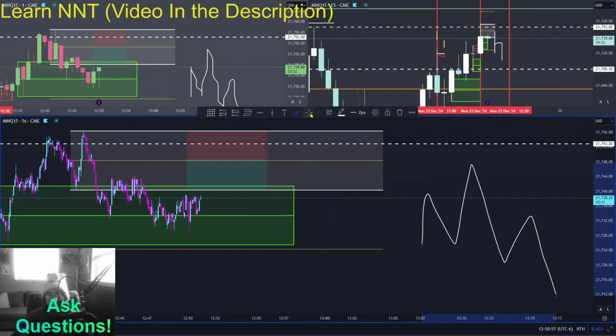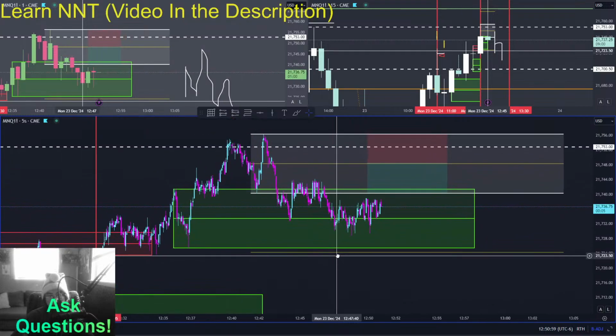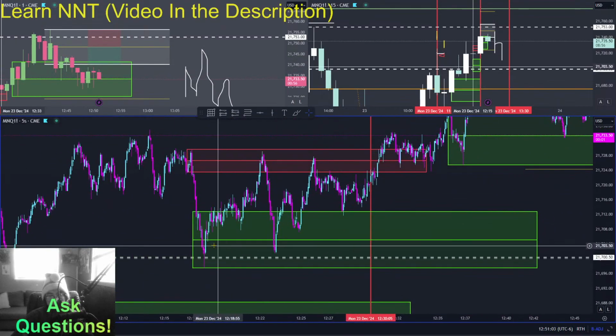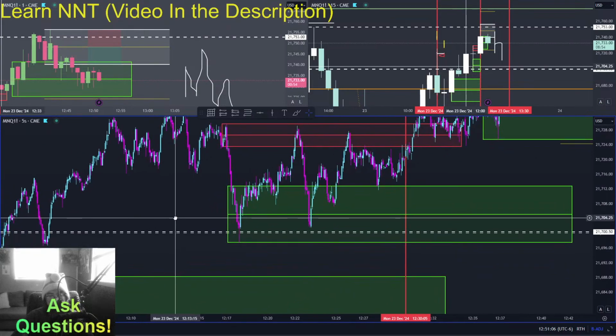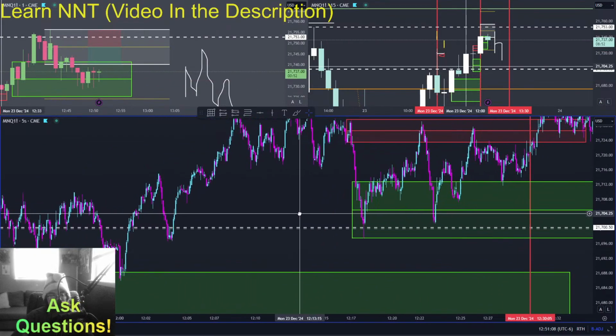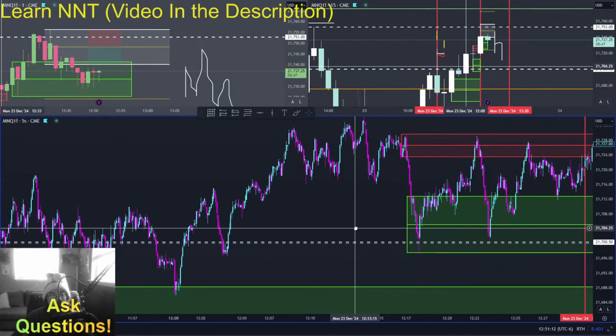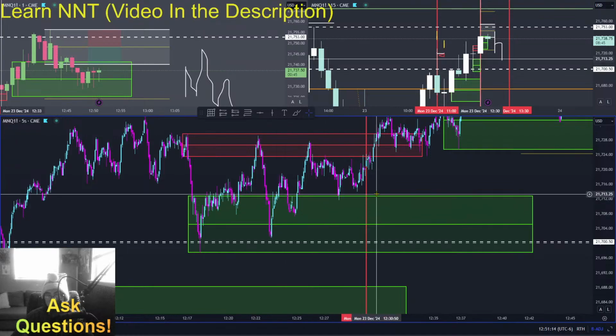What green zone? There's two. I don't know which one you're talking about. This green zone never reached standard deviation. This green zone, I don't remember why. Oh, this one wasn't past 12:30. That's why.